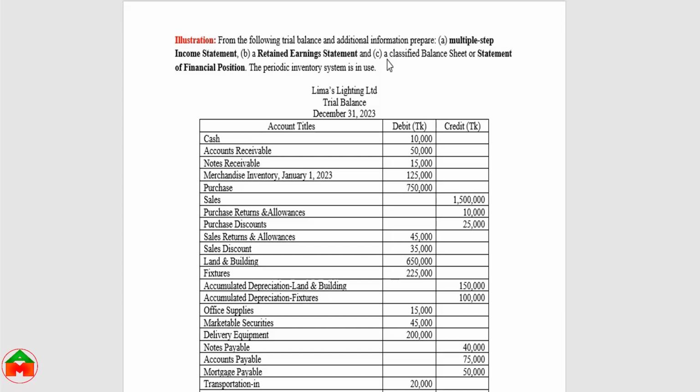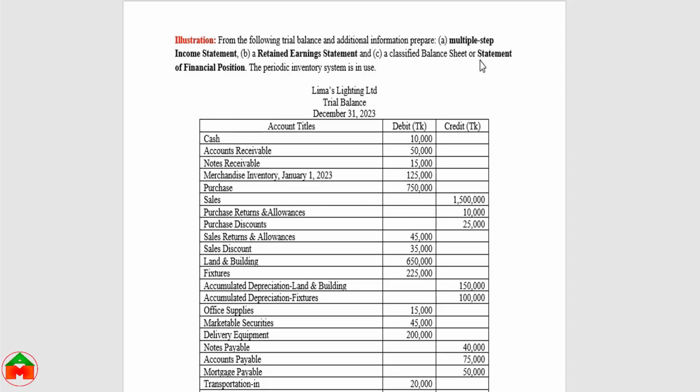In this tutorial, we are going to learn about the process of preparing a multiple step income statement, a retained earnings statement, and a statement of financial position, which is sometimes known as balance sheet. Previously, it is known as balance sheet, but nowadays it is known as statement of financial position.